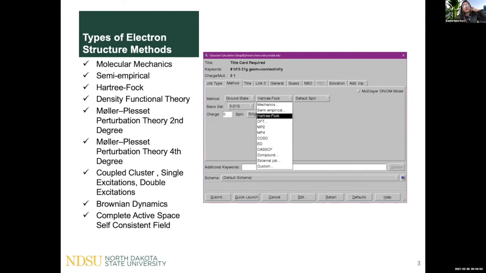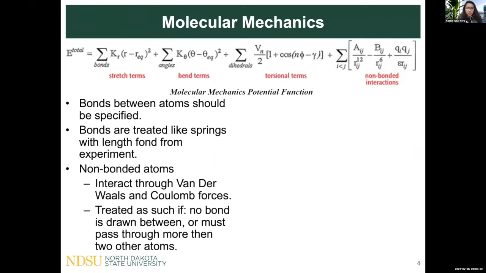DFT is density functional theory, and MP2 is Møller-Plesset perturbation theory. Basically, in our lab most of the time we use molecular mechanics and Hartree-Fock, and today I will show another one, density functional theory. Those three are more popular in the lab session. Let me explain something about molecular mechanics. Molecular mechanics discusses the force field. It is not very accurate. If you use this one, it will not give you an accurate result. Most of the time, we use this one to optimize our atomic geometry.